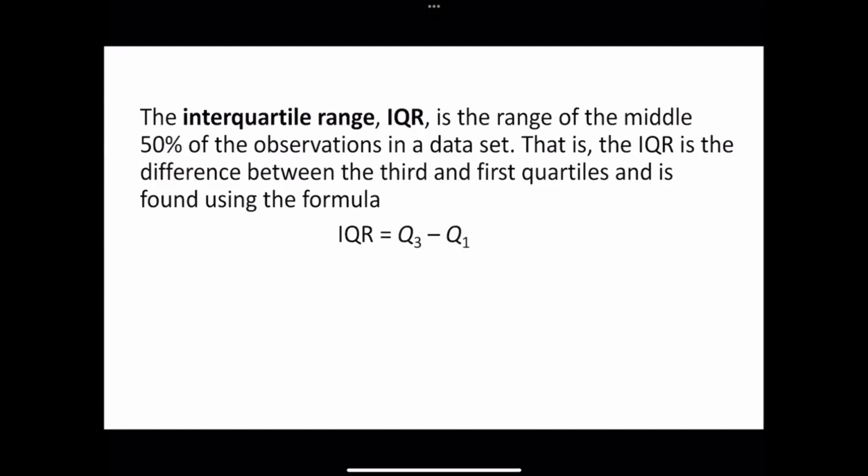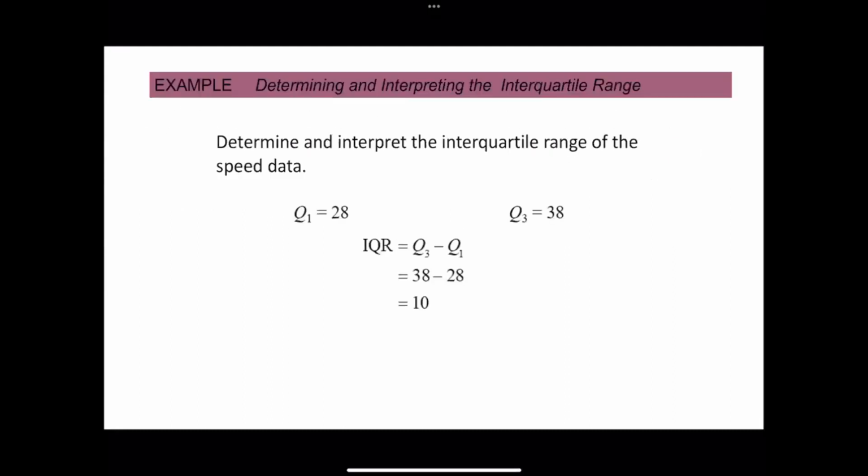All right. So this is the speed data. Here's Q1. We found out Q1 was 28 and Q3 was 38. So you just take Q3, subtract Q1, and my interquartile range is just 10. We're going to use this interquartile range in a little bit to find outliers. That is its main purpose: we use it to find outliers, and I'll show y'all how to do that.